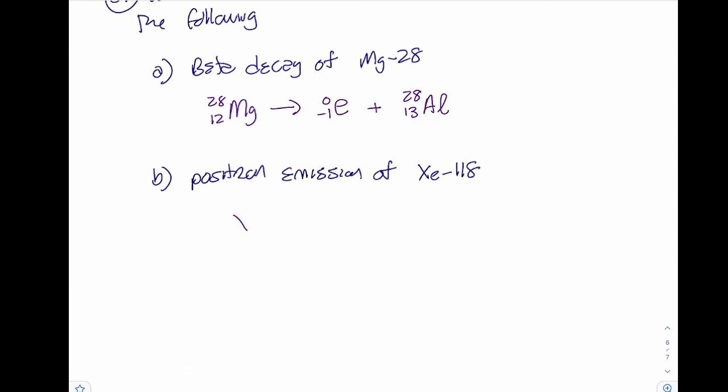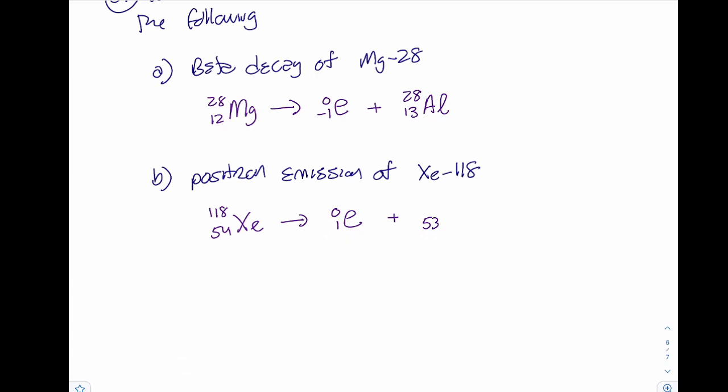Other one, xenon 118. Again, find its atomic number on the periodic table, which is 54. It's emitting a positron. My symbol for a positron is the E, but a positive one, right? Basically, it's a positively charged electron. And then I need to have a 53 here, right? Because a 53 and a 1 is a 54.